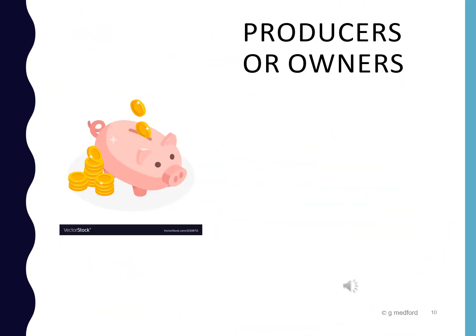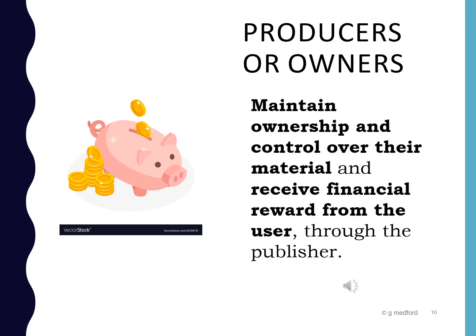The last category of persons involved is producers or owners. Remember, intellectual property refers to creations of the mind. The person who creates or produces the work of art, piece of music, film, etc., is regarded as the producer or owner of the work. So that person maintains ownership and control over their material, and in many cases receives financial reward from the consumer or user through the publisher. This reward is in keeping with the economic right afforded under intellectual property.